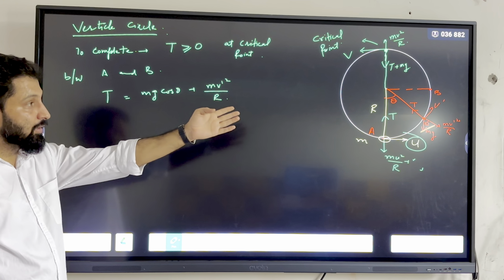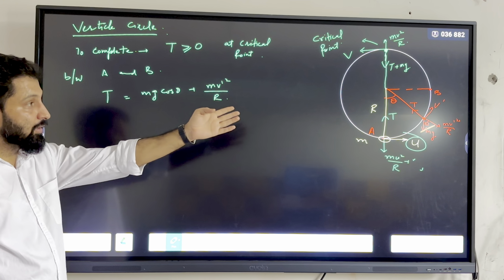So if in the question we are asked to find out the tension at any point between A and B, we can find it by this formula. The tension is equal to mg cos theta plus m v dash square divided by r. What is v dash? It is the speed at this point. Now there is a question how we can find this v dash. We can find it by the work energy theorem. I will discuss it later. So here we can find the tension. After point B, let's take another point C, that critical point actually. Let's name it C.